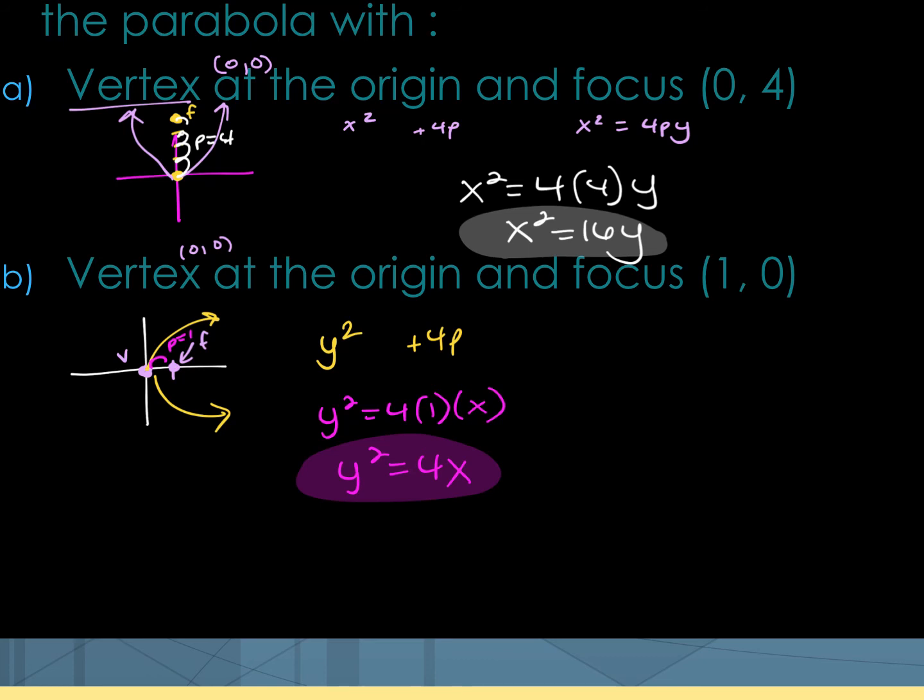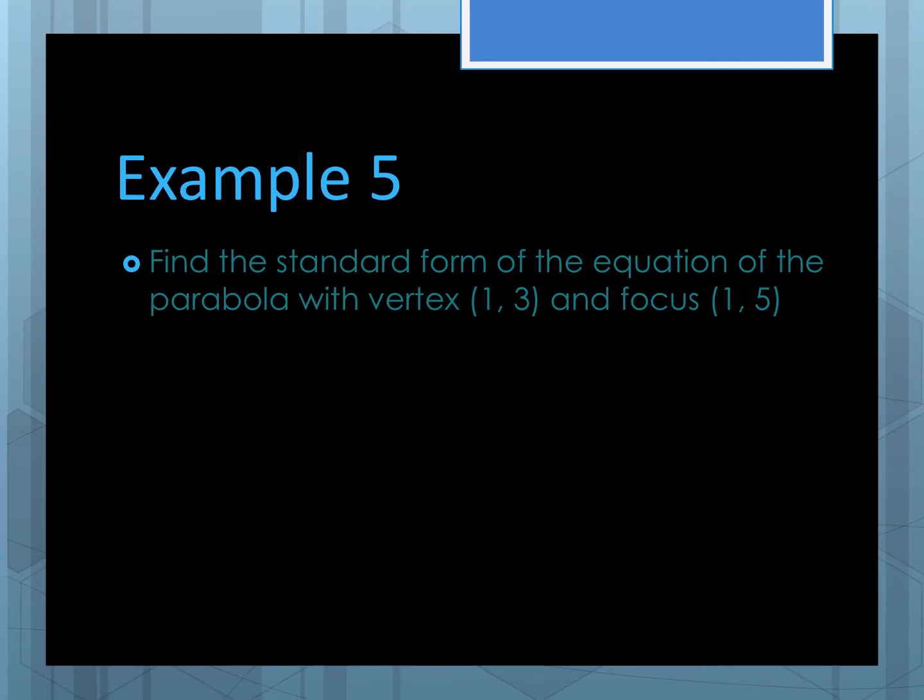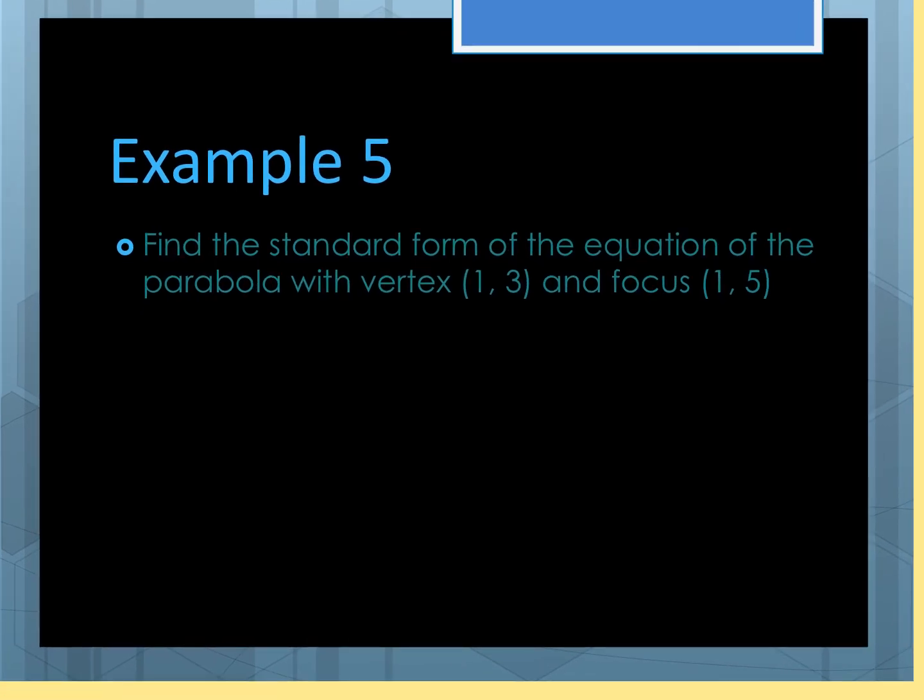Everybody still good? All right, find the standard form of the equation of the parabola with a vertex at 1, 3 and a focus at 1, 5. As soon as you read this, hopefully you catch, this is no longer a 0, 0 scenario. This has an h, k.